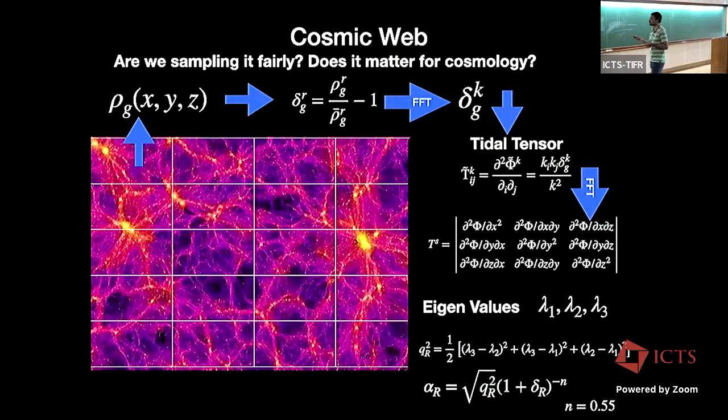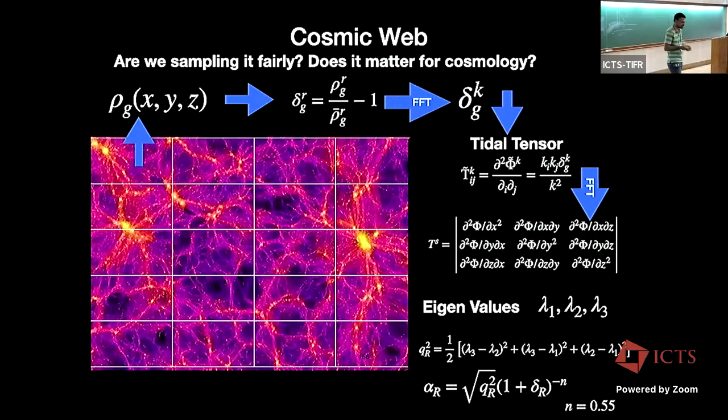Now, using this, you can define a quantity called shear, which is the relative acceleration in these different axes. Some square of that is called tidal shear. And you can also define a quantity called tidal anisotropy, which is the tidal shear multiplied by 1 plus overdensity to the power minus n, where n is equal to 0.55. I'll tell you why we are defining this. What you want to figure out is a quantity which is sort of independent from the overdensity itself. That is the reason why we define this particular quantity, and I'll show you how it is independent.